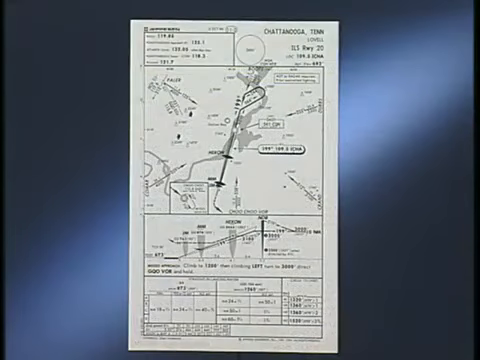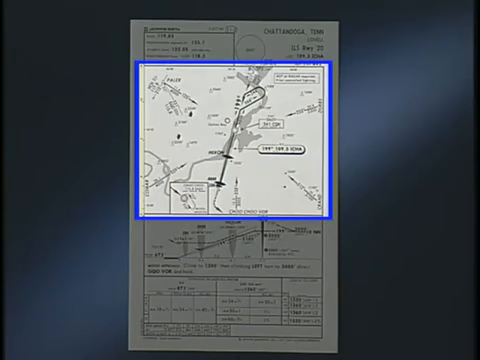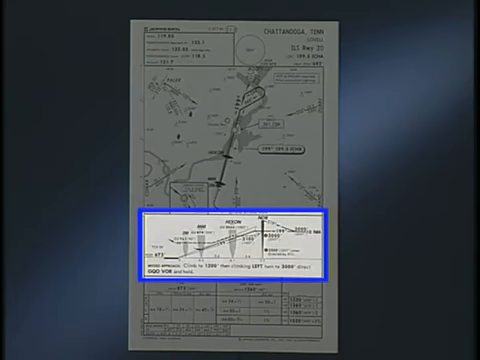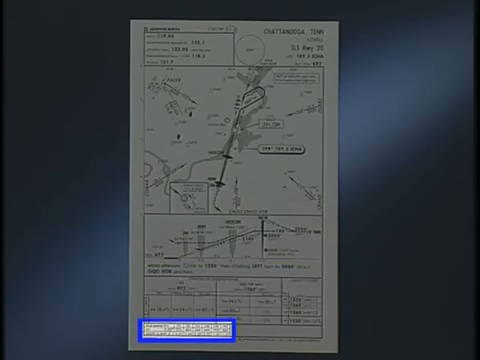The classic approach chart can be divided into 5 sections: the heading, plan view, profile view, landing minimums, and the conversion table.